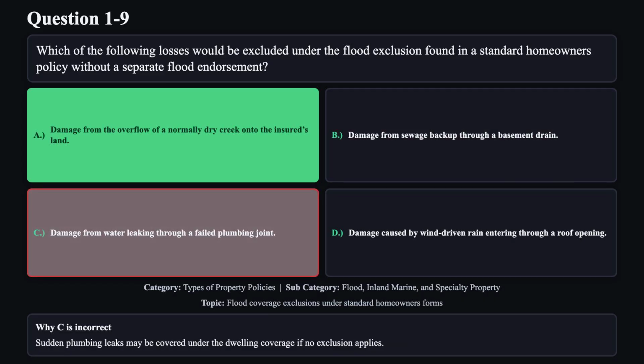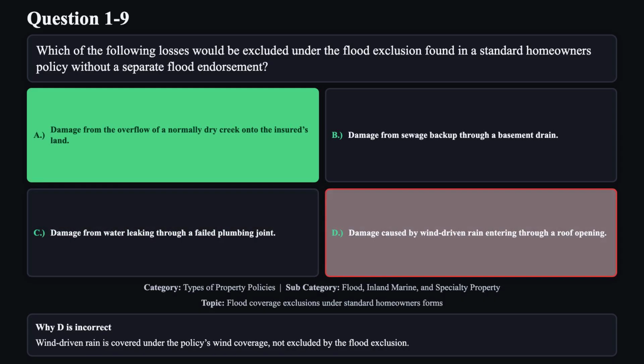Reason C is not correct. Sudden plumbing leaks may be covered under the dwelling coverage if no exclusion applies. Reason D is not correct. Wind-driven rain is covered under the policy's wind coverage, not excluded by the flood exclusion.